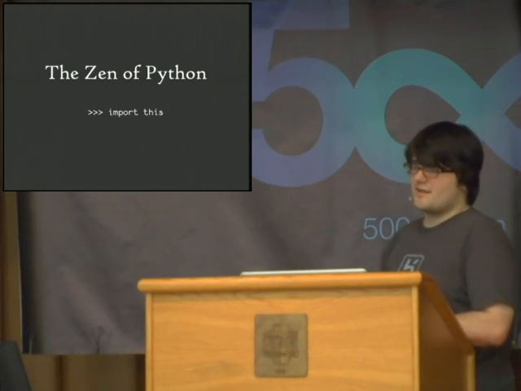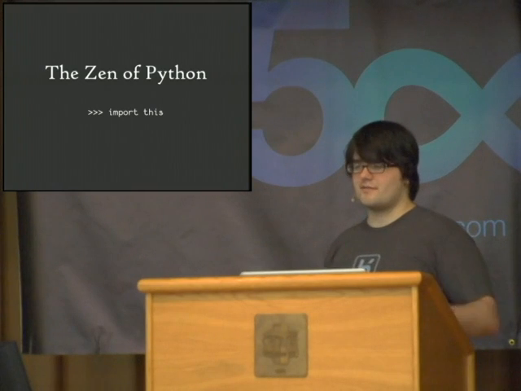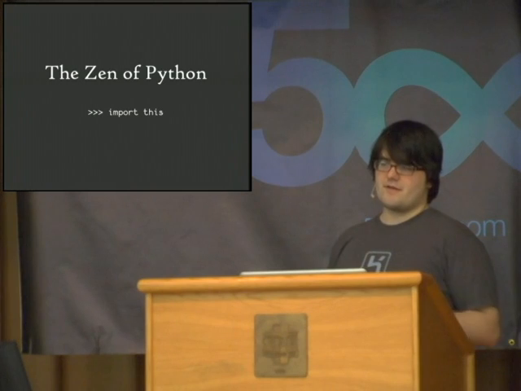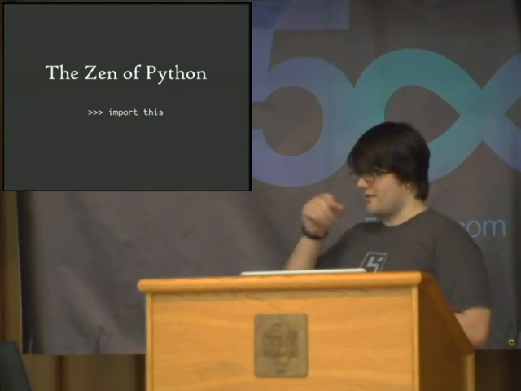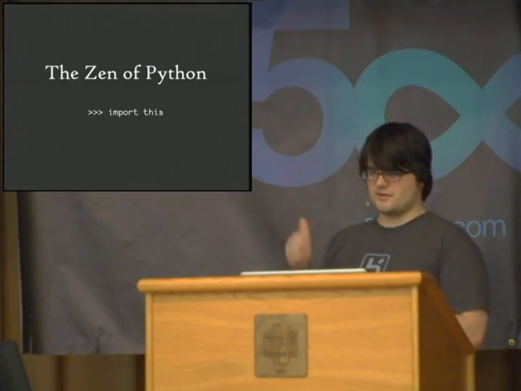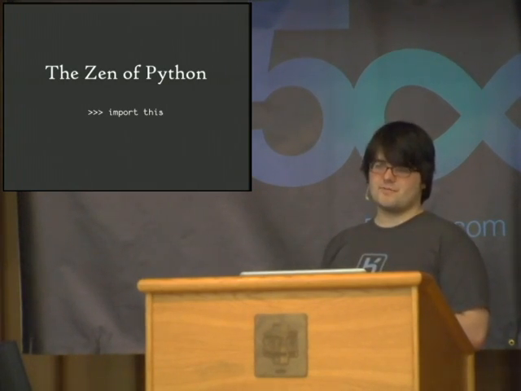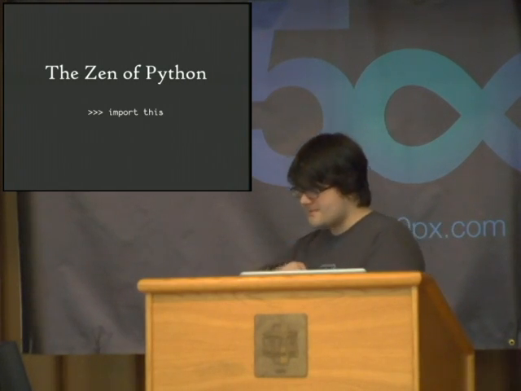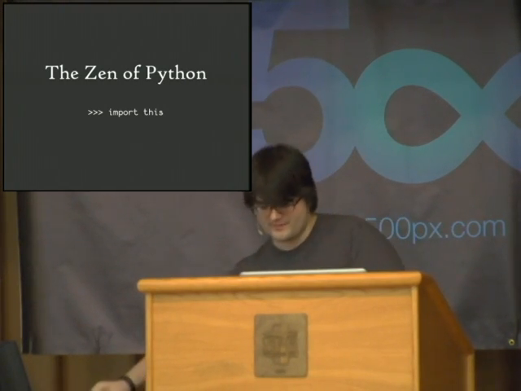And this is represented by the Zen of Python, which is known as PEP 20. So in any Python interpreter that you have, if you type import this, you're going to see a list of 19 very concise statements that try to represent the ethos of the Python community. And we're going to go over a couple of those.